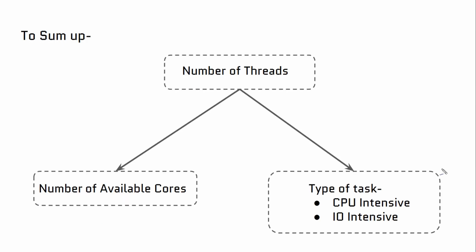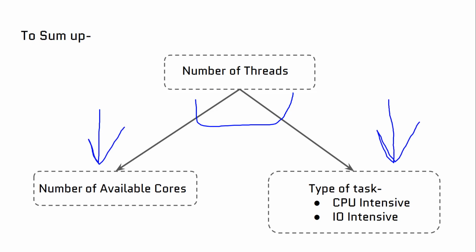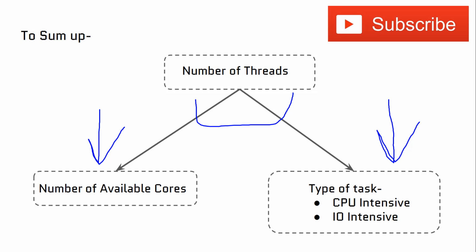To sum up, there are two factors that should be kept in mind to decide the number of threads in a thread pool. First is the number of available cores, and second is the type of task, which could be CPU intensive or IO intensive. For the type of task, the blocking coefficient is the most important thing. For a CPU intensive task, the blocking coefficient is 0, and for IO intensive tasks, which block forever, it could be 1. So ideally for IO intensive, it should be from 0 to 0.99.